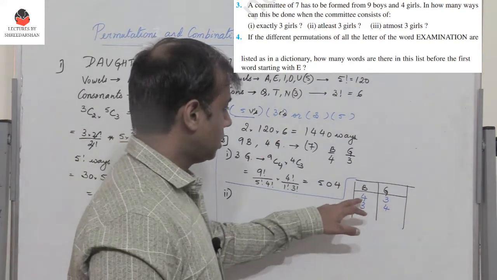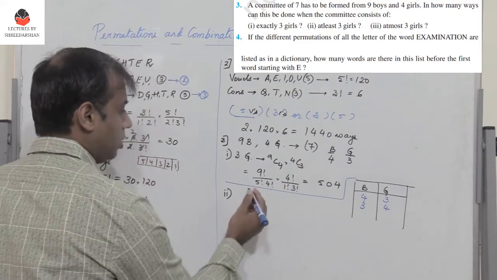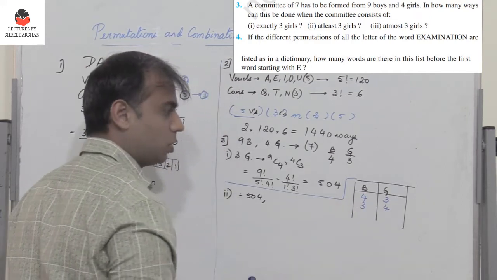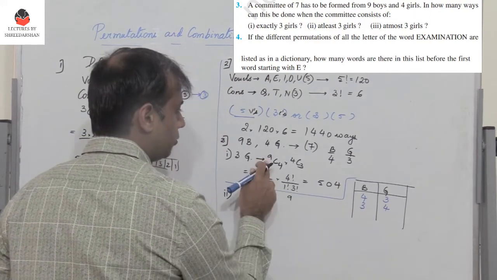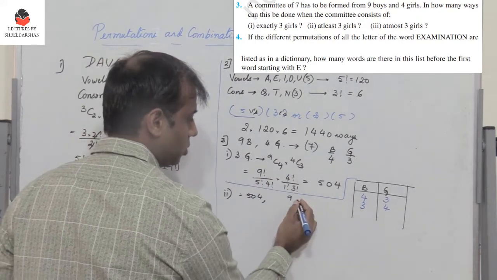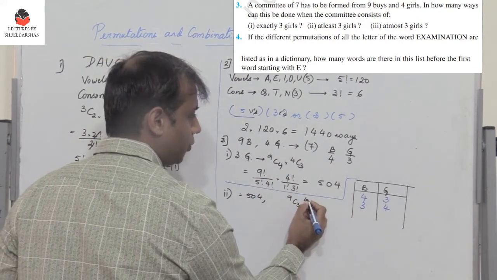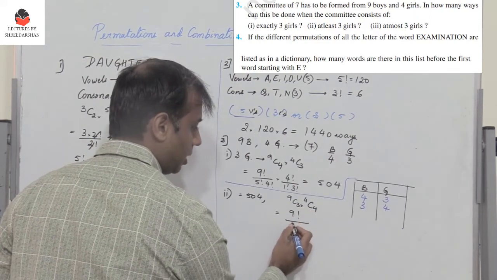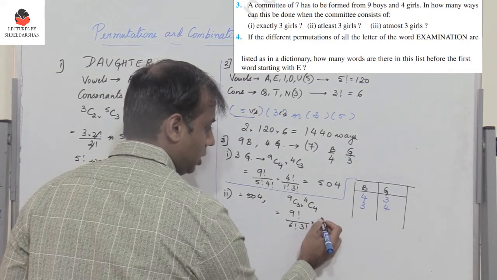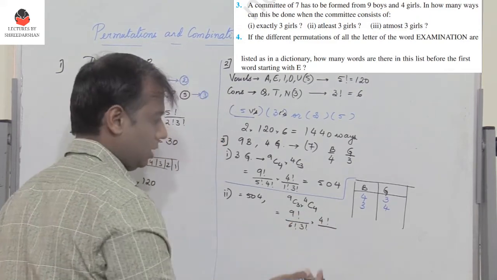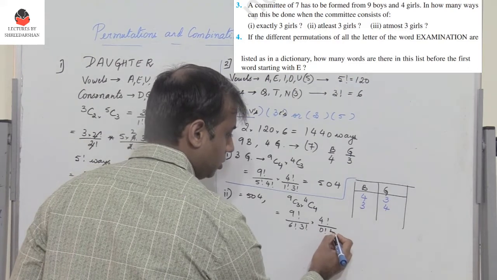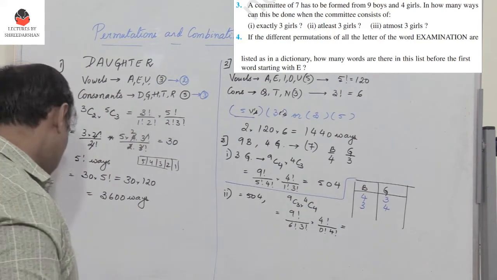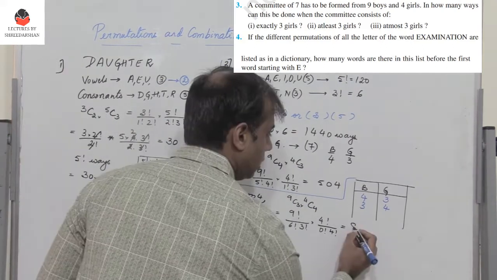So for the first case, that is 4 boys and 3 girls, we already have the answer, which is 504. For the second case, 3 boys and 4 girls, out of 9 boys, we have to select 3. So 9C3 into 4C4. So this is going to be factorial 9 divided by factorial 6 into factorial 3, into factorial 4 divided by factorial 0 into factorial 4. Right? So if you calculate, you get the answer as 84.